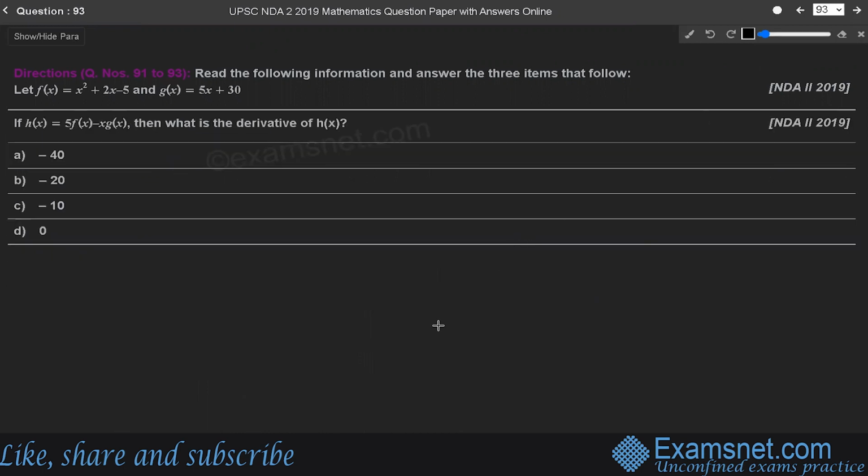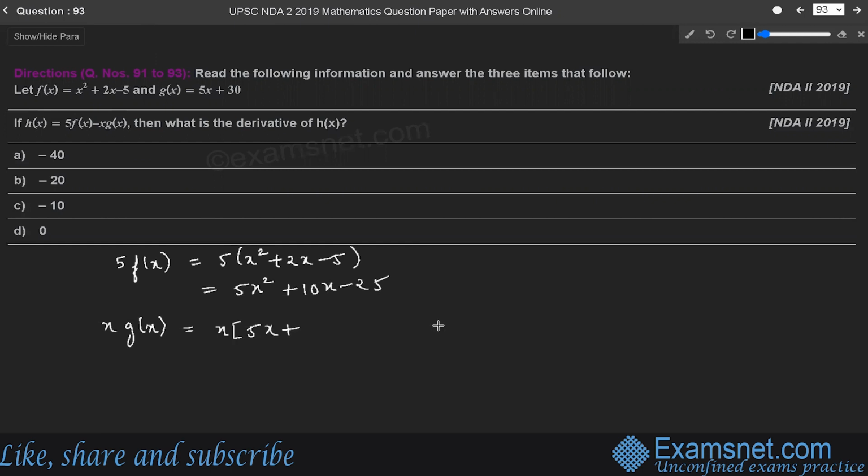Next question also has the same directions. If h of x is equal to 5 f of x minus x into g of x, then what is the derivative of h of x? We know that 5 into f of x will be equal to 5 into x square plus 2x minus 5. So it will be equal to 5x square plus 10x minus 25. And x into g of x will be equal to x into 5x plus 30, which is equal to 5x square plus 30x.